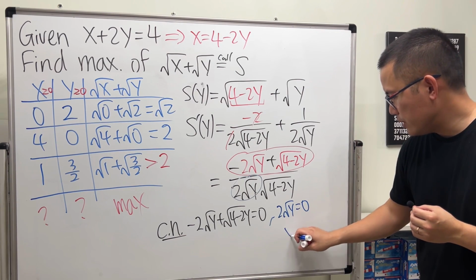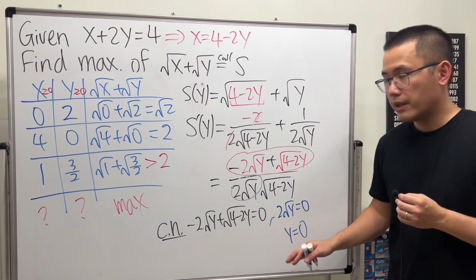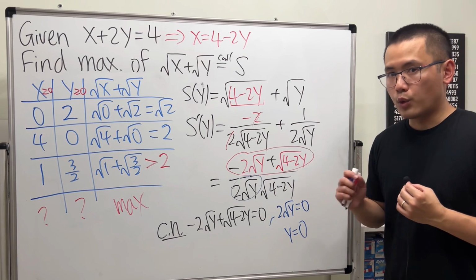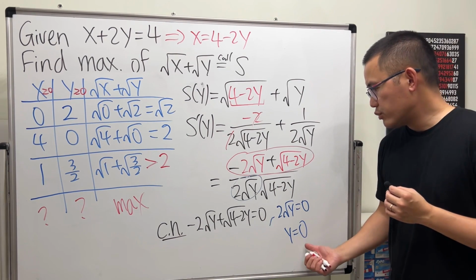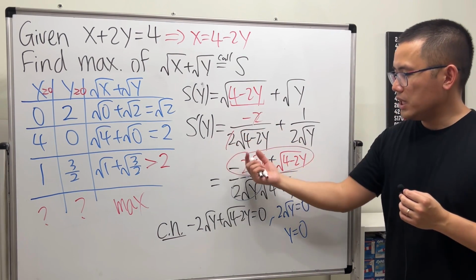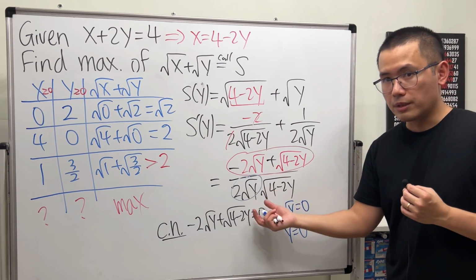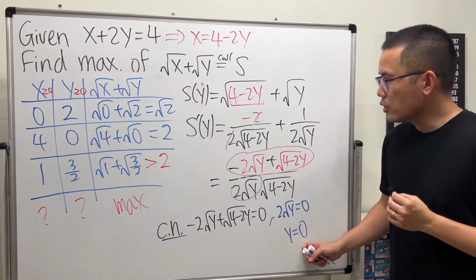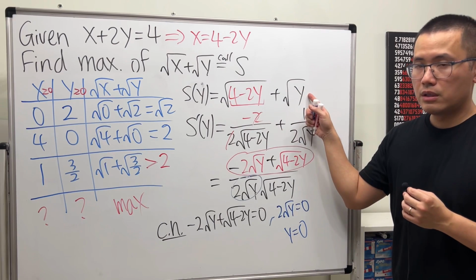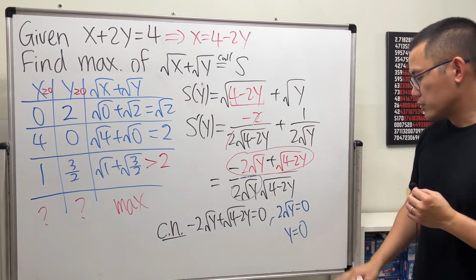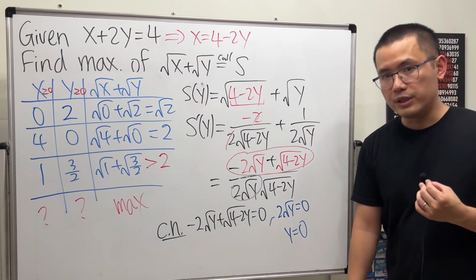This right here, it's pretty easy to see that y is equal to 0. And we consider this as a critical number because 0 will make the derivative undefined because we get 0 on the bottom. And 0 is also in the domain of this function. Y can be equal to 0. So this is technically also a critical number.